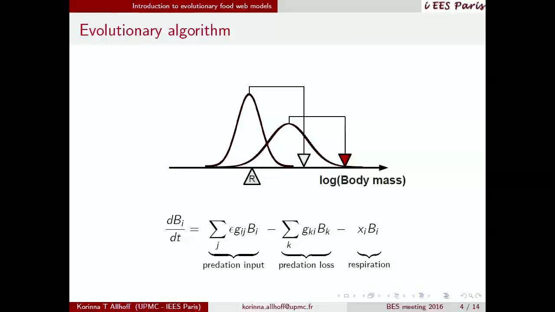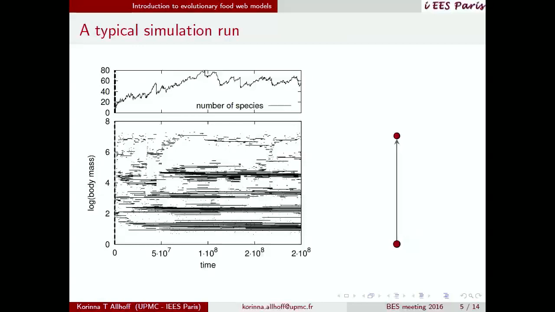Now the next thing that I want to present is a typical simulation run to get you more familiar with this approach. So on the top you have the number of species. This is the size of the network. It's the number of nodes in the end. And here you have the evolution of body mass over time. So if you see a line like that one, for example, it means there was a species with a certain body mass and it appeared here and was able to survive until here. And on the right, you have the initial network with one consumer feeding on one resource.